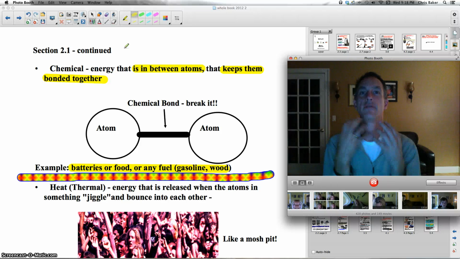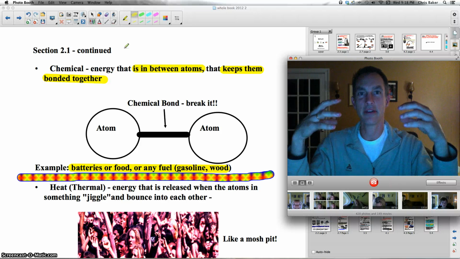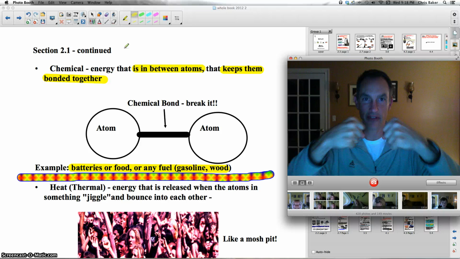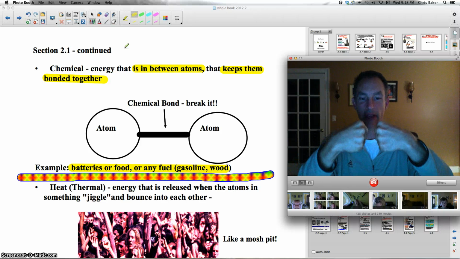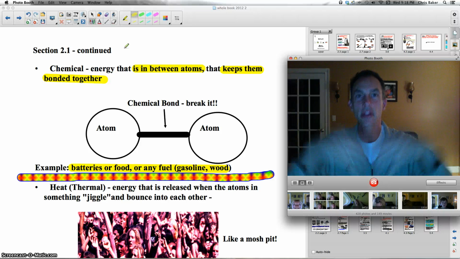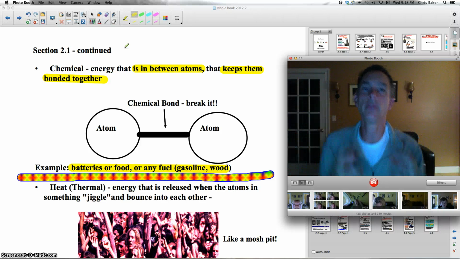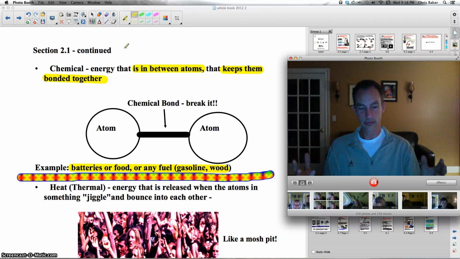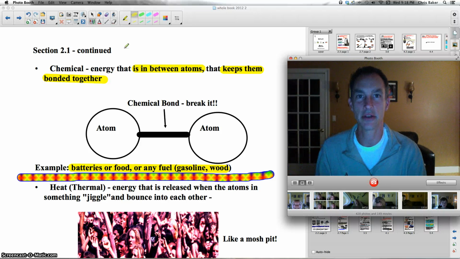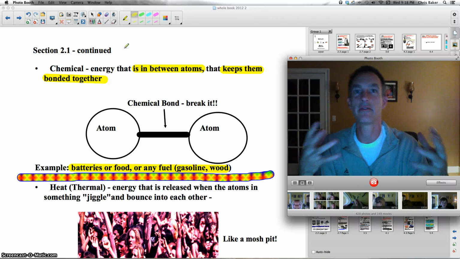Food. You eat food. The food has molecules made of atoms stuck together. Your body has the ability to take those atoms stuck together and break the chemical bonds. That releases the chemical energy. Your body uses that chemical energy to run itself. And so food is chemical energy. Batteries are an example of chemical energy.